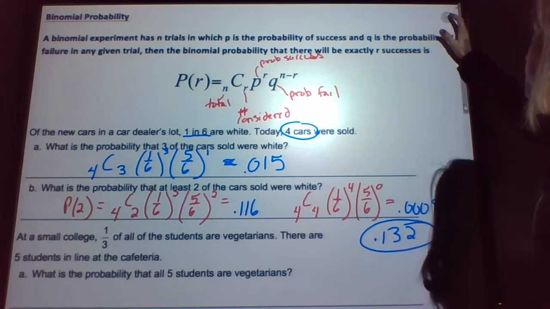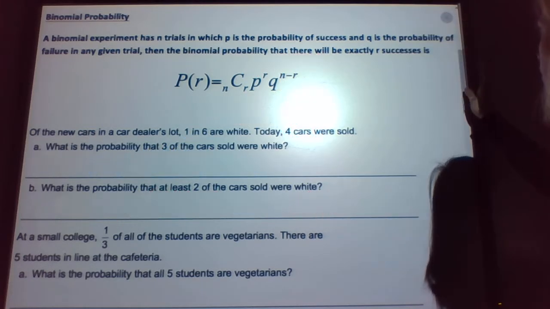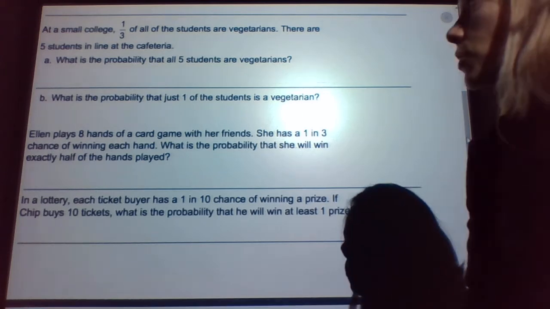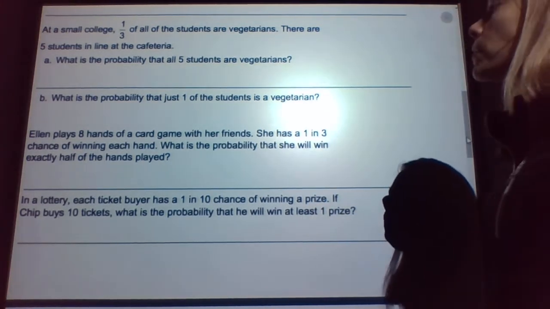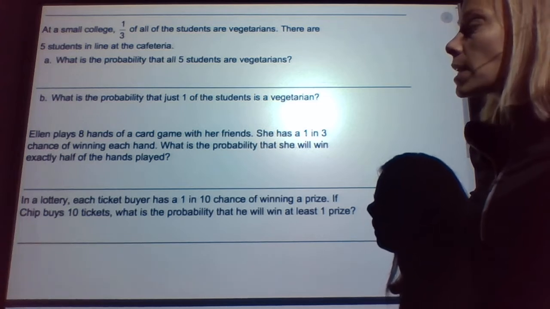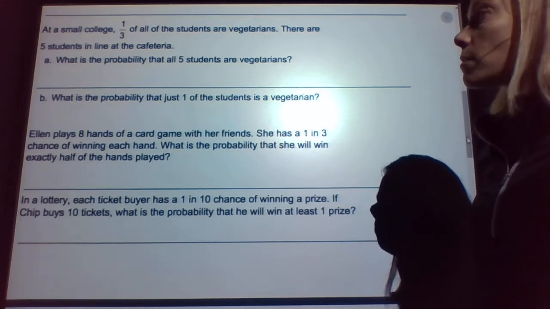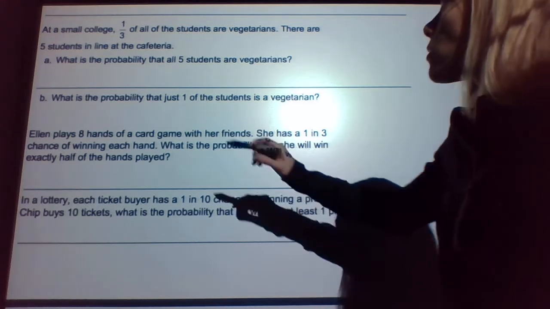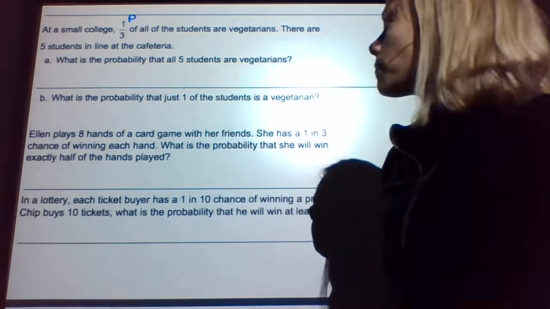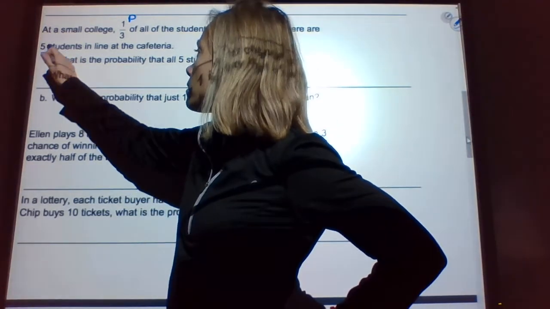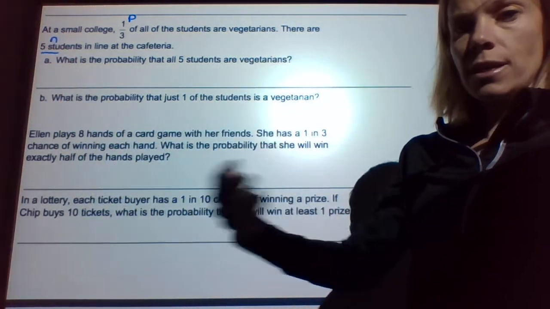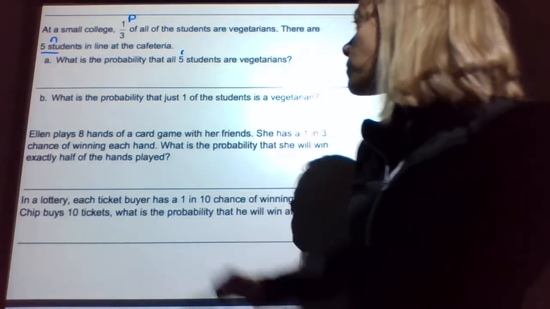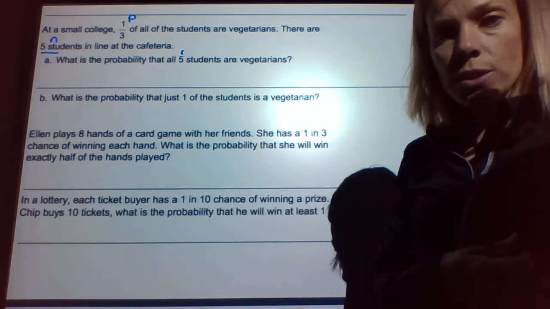Okay, let's try another example. At a small college, 1/3 of all students are vegetarians. There are 5 students in line at the cafeteria. What's the probability that all 5 students are vegetarians? Okay, so this is my P, 1/3. This is my N, because there's 5 students in line. I can't have more than that. And the R that I'm asking is 5. I want all 5 of the 5 students.